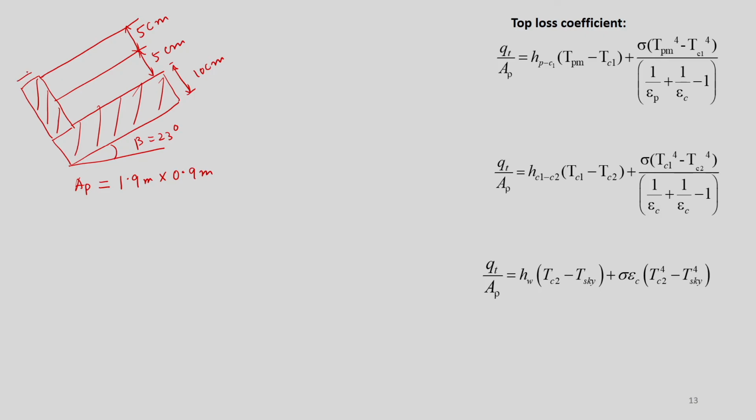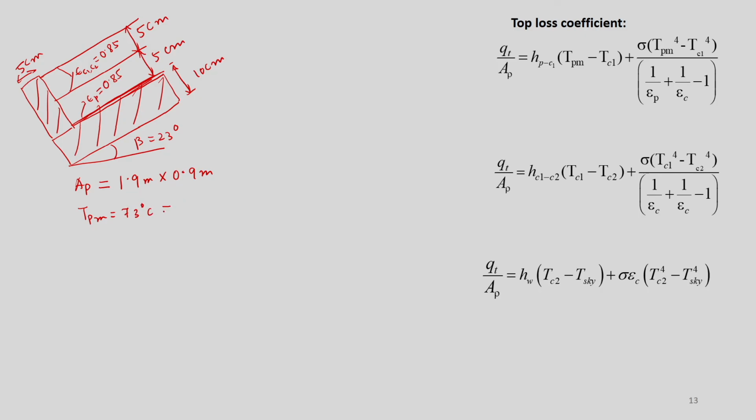And this spacing is given as 5 centimeter, and the emissivity of this absorber plate, this is the absorber plate, I will write plate. So, this will be 0.85, and for these two glass covers, emissivity epsilon C1 and C2 will be 0.85, right. And also it is given that TPM is 73 degree C, right.